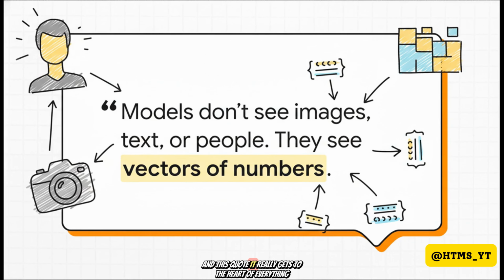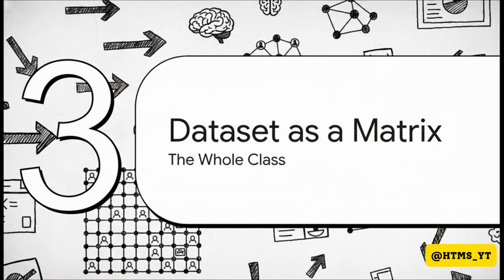And this quote, it really gets to the heart of everything. A machine learning model doesn't see a student or a picture the way you and I do. It just sees a list of numbers. That's it. Vectors are basically the universal translator that turns our complicated world into the only language a computer really gets, raw data.